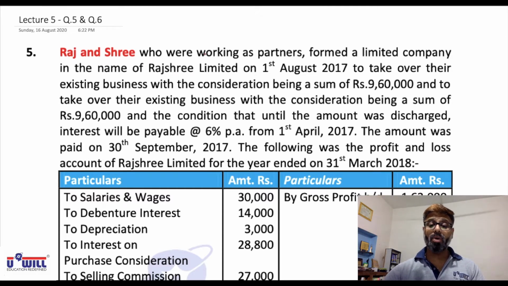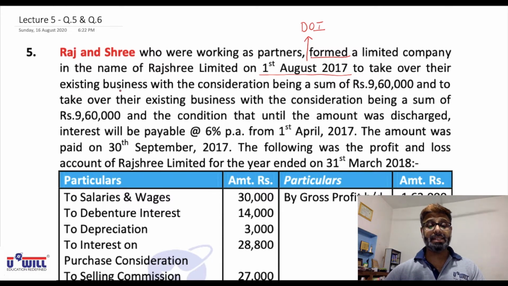Raj and Shri, who were working as partners, formed a limited company in the name of Raj Shri Limited on 1st August 2017. Now they formed the company on 1st August 2017, which means 1st August is the date of incorporation.